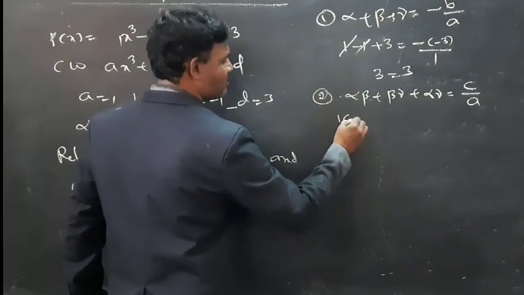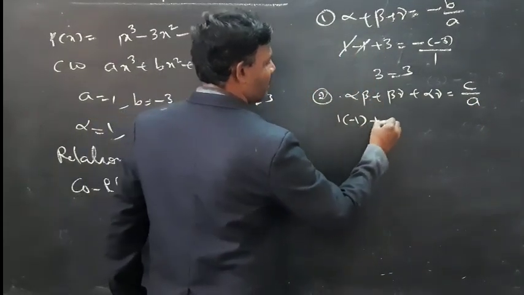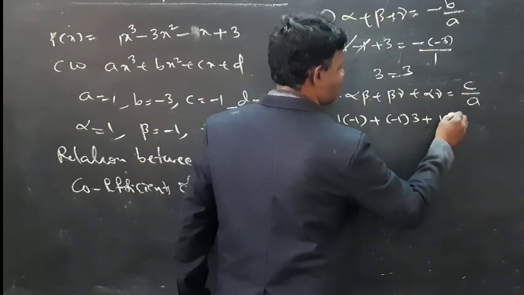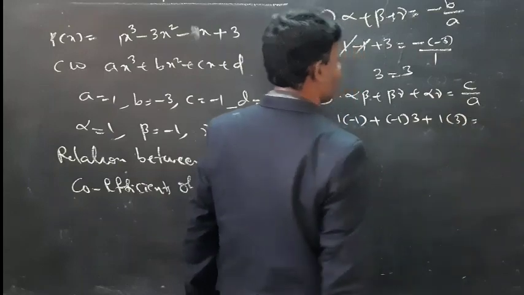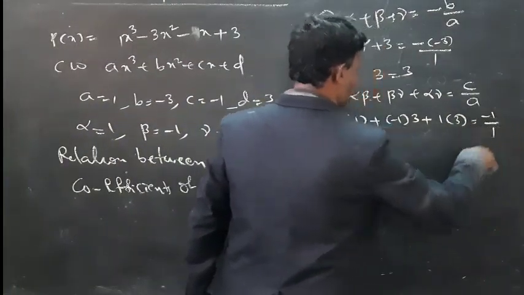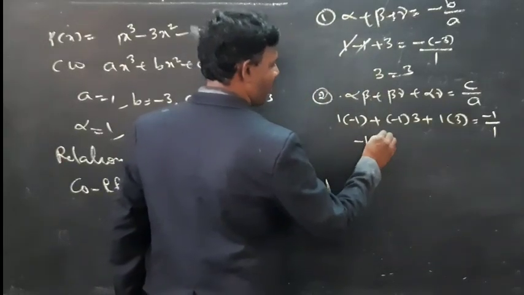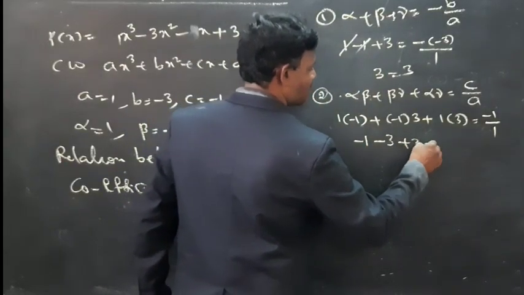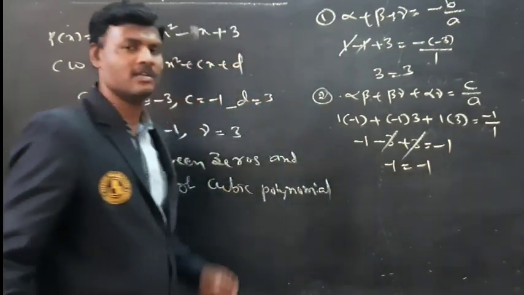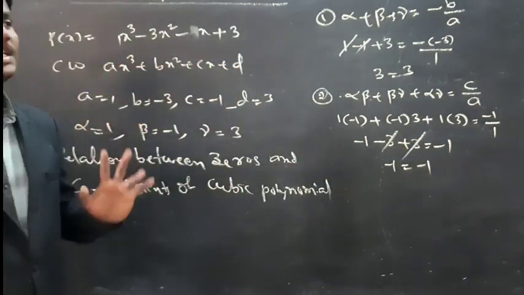Second one, alpha beta plus beta gamma plus alpha gamma is equal to c by a. Alpha beta means 1 into minus 1. Beta gamma means minus 1 into 3. Alpha gamma means 1 into 3 is equal to. What is the value of this? Minus 1. Minus 1 by 1. It is minus 1 minus 3 and plus 3 is equal to minus 1. Plus 3 minus 3 cancel. Minus 1 is equal to minus 1. Second relation is also satisfied.